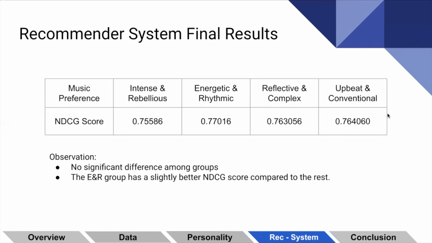Here is the result of the NDCG score for each music preference group. As you can see, there is no significant difference among all groups. However, the energetic and rhythmic music group has a slightly better result for different sample sizes.